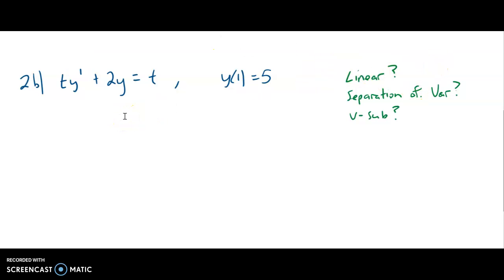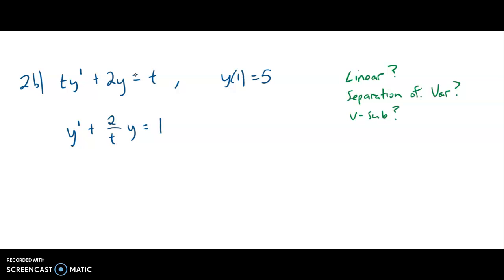So we're going to use an integrating factor, or a mu. The first thing we need to do is normalize. In order to normalize, I've got to divide by t on both sides. I've got to have the y prime by itself. So if I do that, I wind up getting y prime plus, I like to write 2 over t times y equals, when I divide by t on this right side, I get 1.